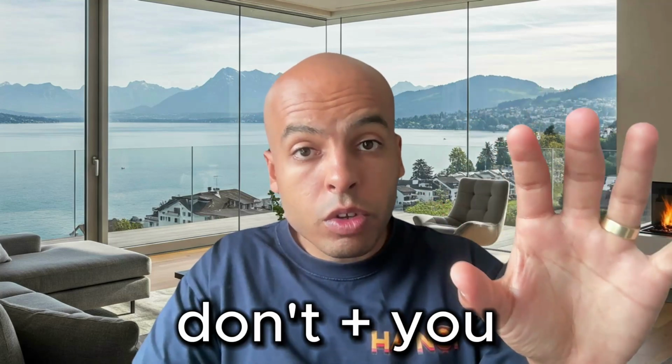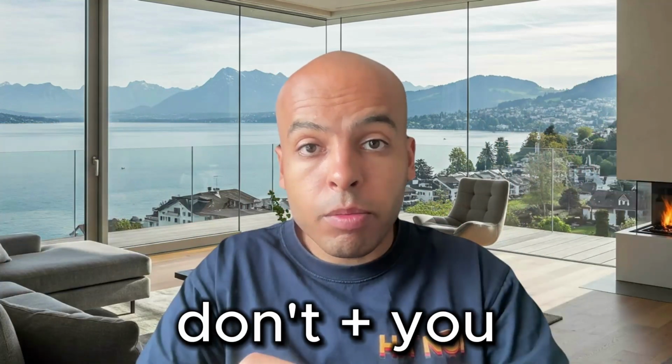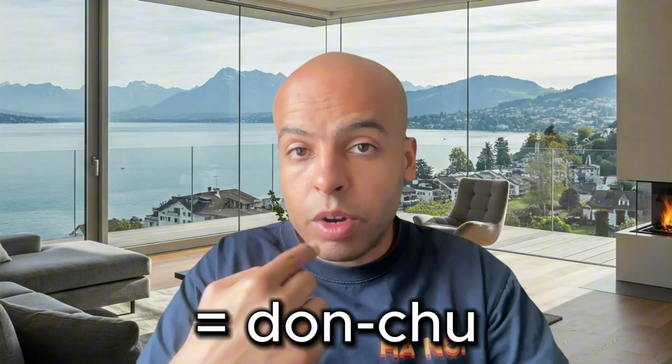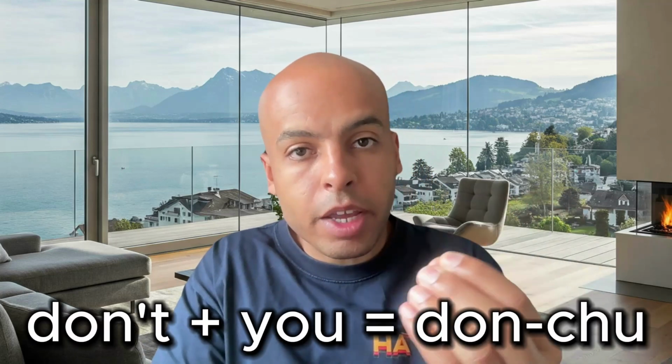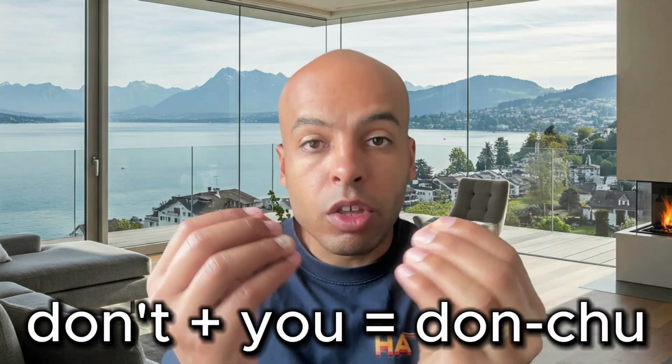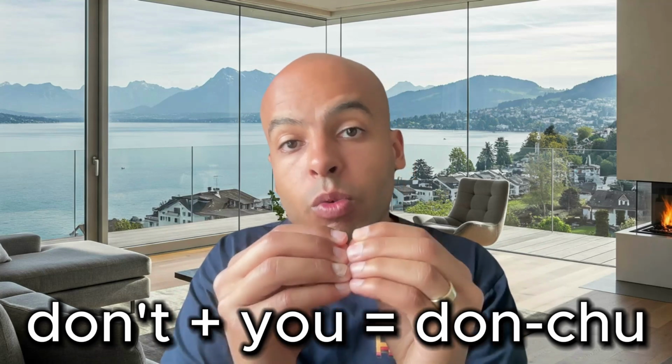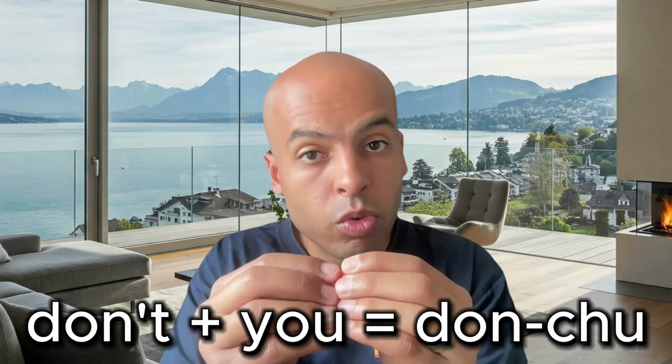The next one is assimilation. Assimilation is when 2 sounds are blended together to form a completely different sound. So let's take this for example. Don't you becomes don't you. Did you hear what I did there? The chew was formed by combining the T sound and the Y sound from you. Chew, don't chew. And then the last one is called geminates, and this is basically elongated sounds.